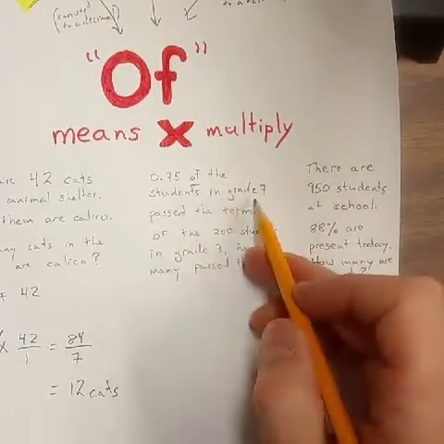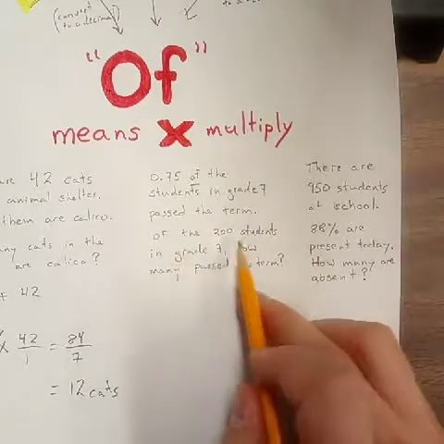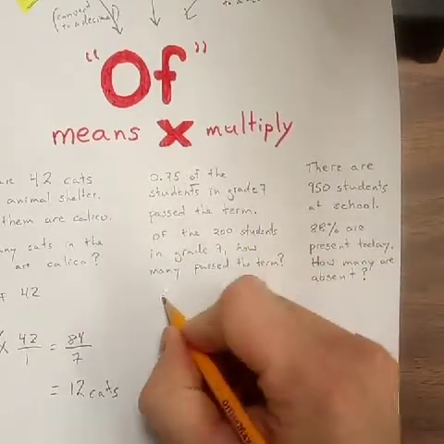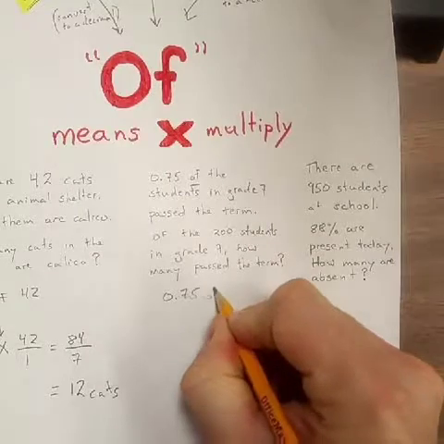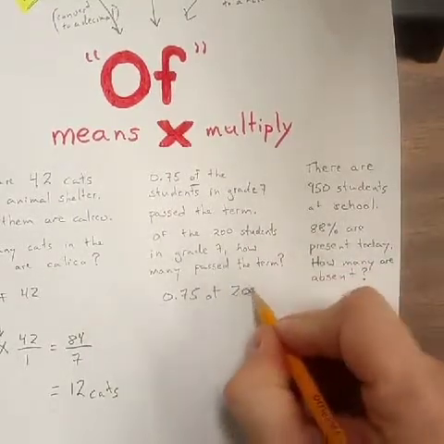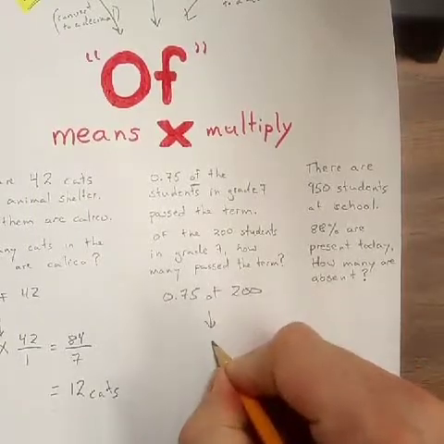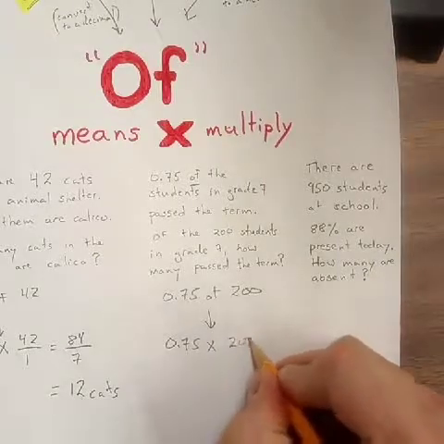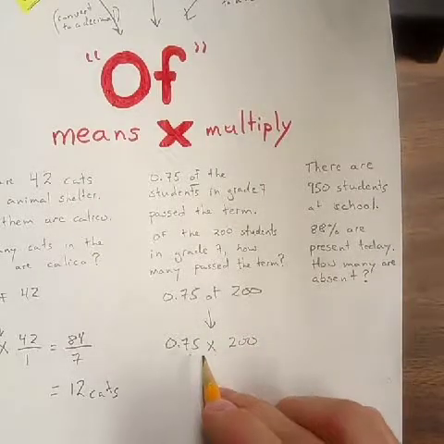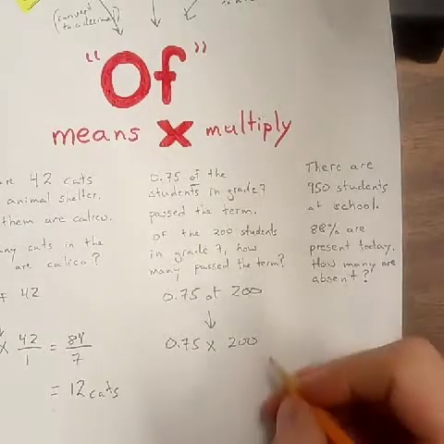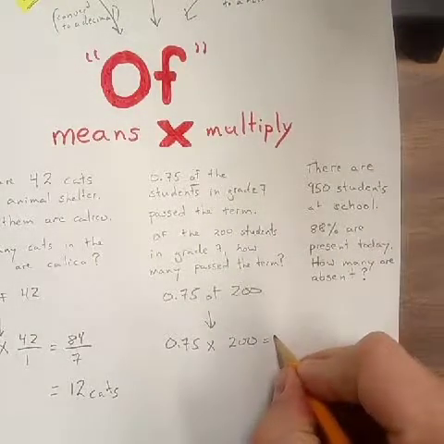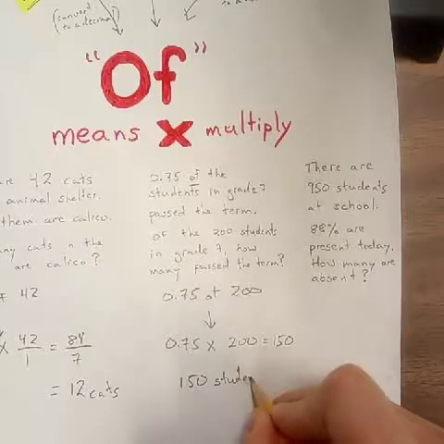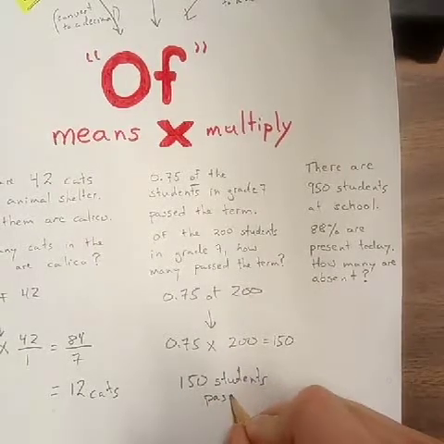Let's look at decimals of. 0.75 of the students in grade 7 passed the term. Of the 200 students in grade 7, how many passed the term? Now, decimals of is the easiest example. 0.75 of the students, in other words, of 200, means that's going to be a multiplication. Decimal is great. We can always leave that as a decimal. 0.75, or 75 hundredths of 200, gives me 150. So 150 students passed.